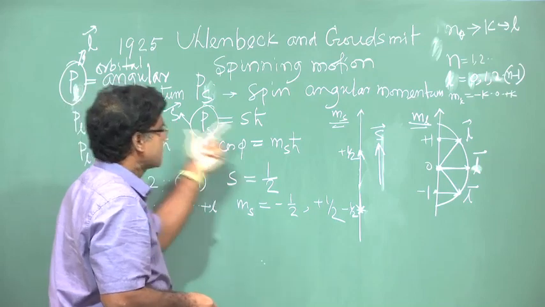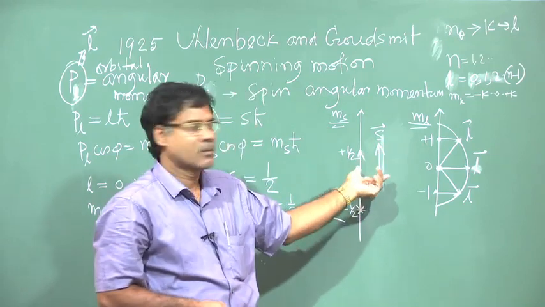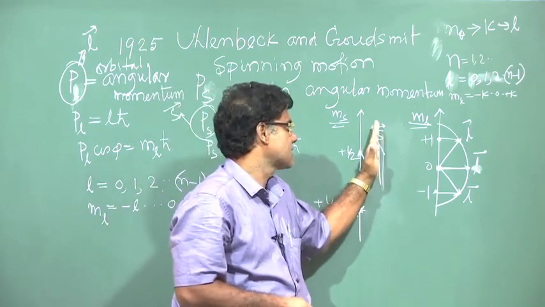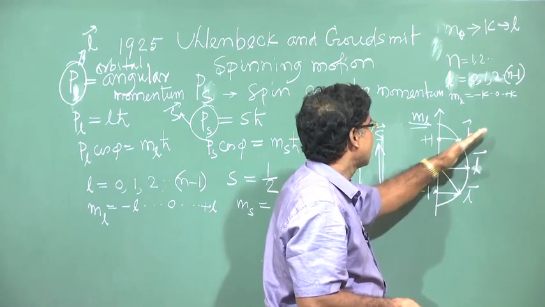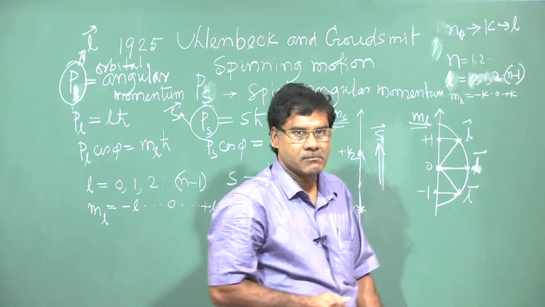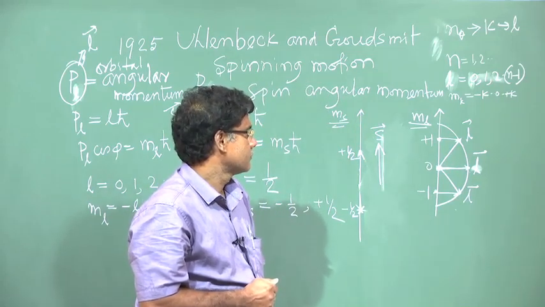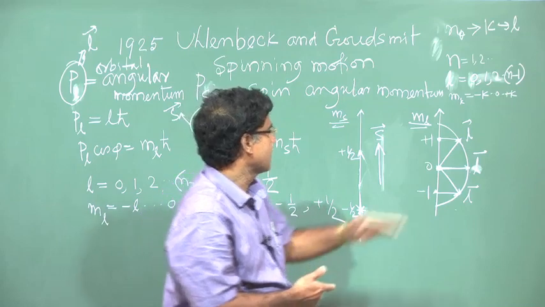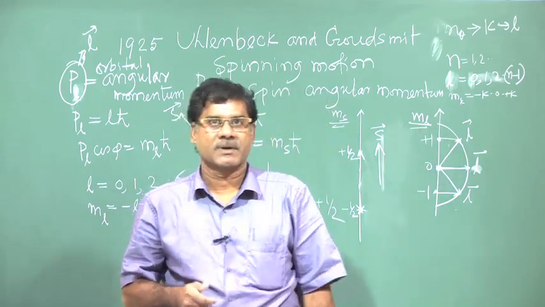So, S whatever I have written here is the spin angular momentum and its direction is this. These are the orbital angular momentum and their directions. These three directions are possible for L equal to 1 in space, so its ML value will have these three: 0, plus minus 1.